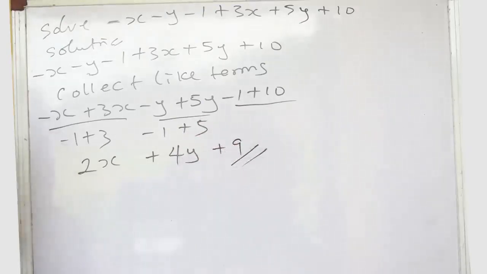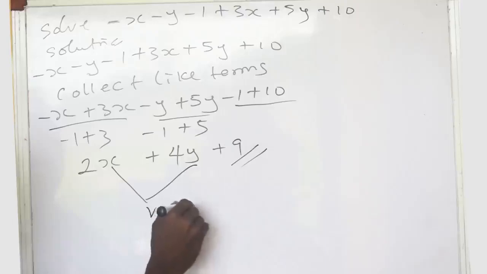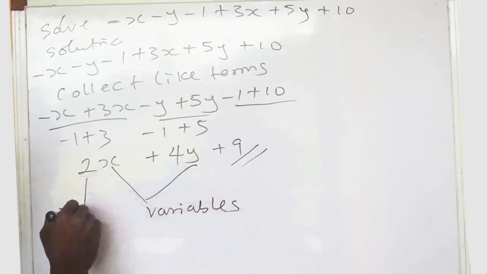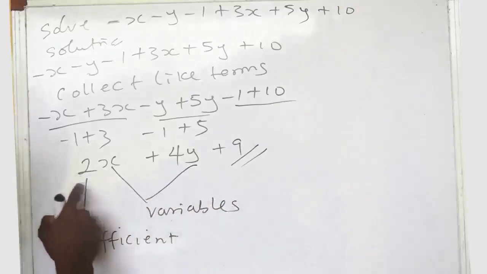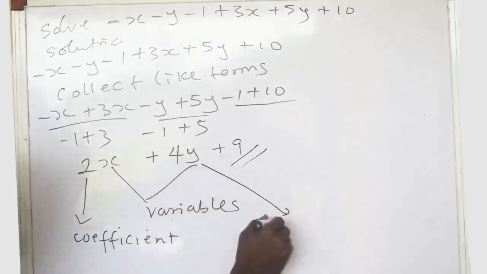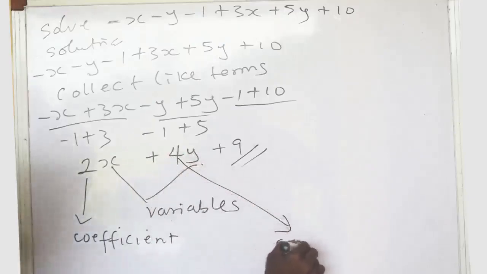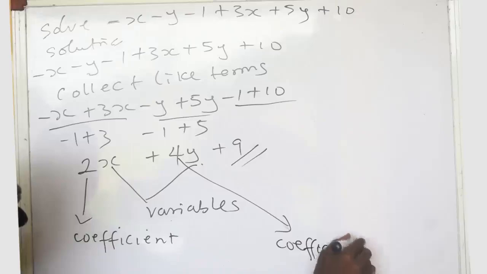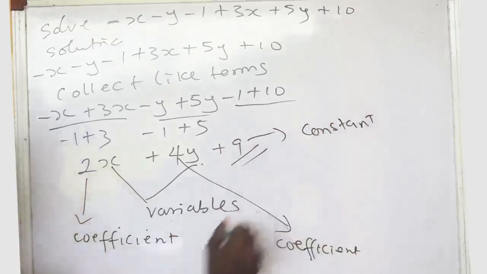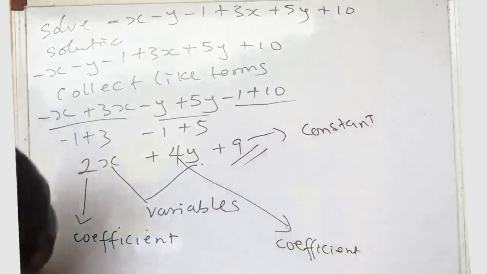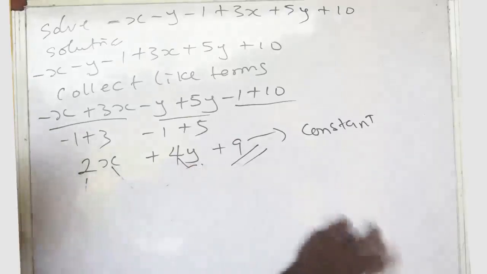So 2x plus 4y plus 9. Here x and y, we know them as variables. This is a coefficient of x. You cannot call this a constant because it has a variable attached to it. This one is also a coefficient, whereas this 9 that stands alone is a constant. So there is virtually no big deal whatsoever. So don't be carried away.